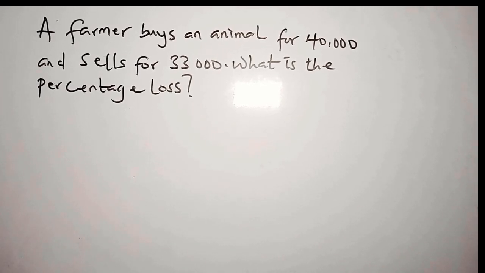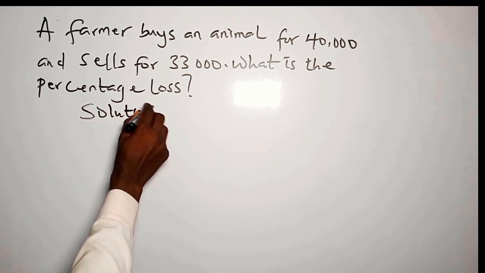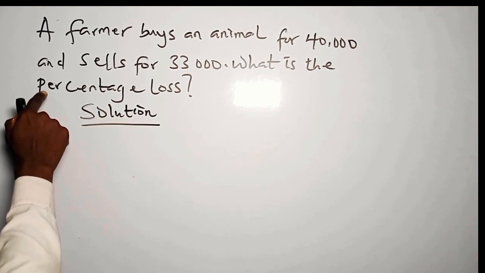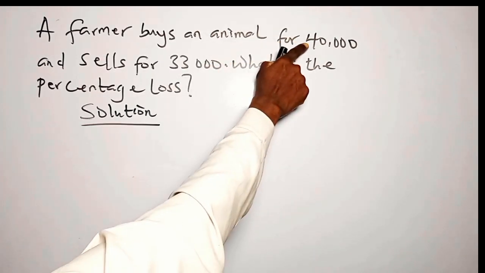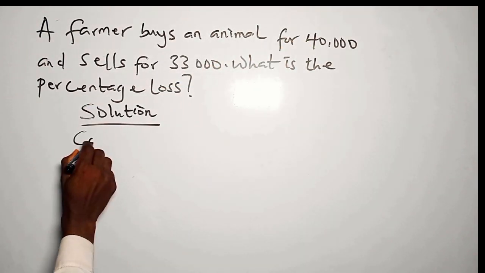The question says a farmer buys an animal for 40,000 and sells for 33,000. What is the percentage loss? How do we do this? Solution. So we look at the question. The farmer buys an animal for 40,000, so we have this as the cost price.